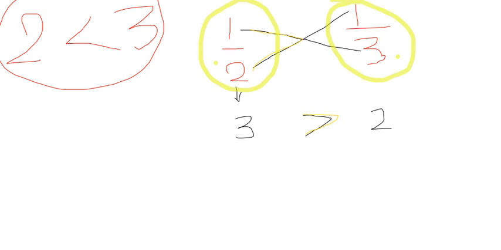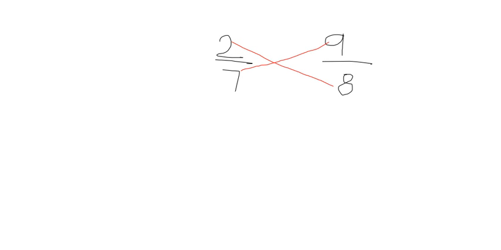For example, the numbers are 2 by 7 and 9 by 8. Now tell me, out of these two, which one is the bigger number? How to compare that? What I told you, just do the cross multiplication. I hope you are good in tables and calculations, yes or no?